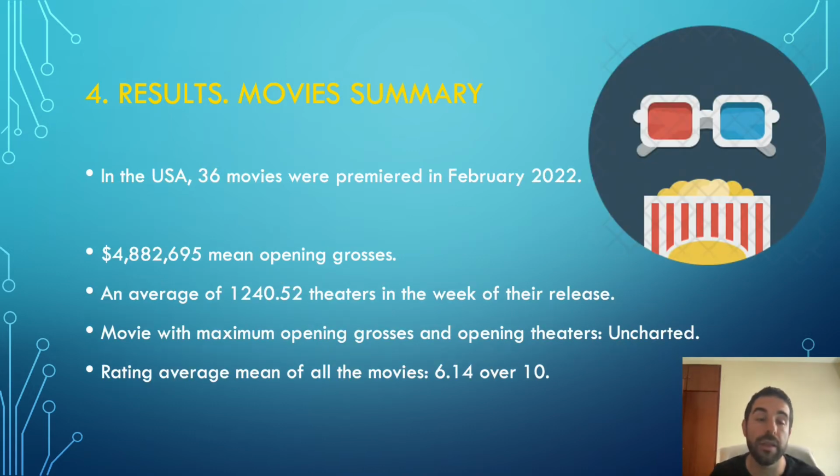The results are the following. In the United States of America, 36 movies premiered in February 2022. The mean of opening grosses for each movie was almost $5 million. The average number of theaters in the week of the release was more than 1,000. The movie with maximum opening grosses and opening theaters was Uncharted. The mean rating average of all the movies was 6.14 out of 10.